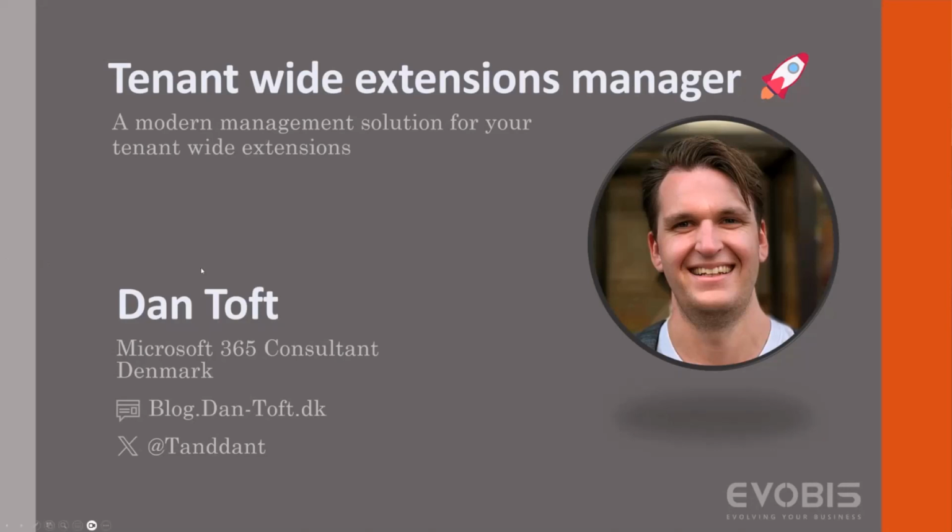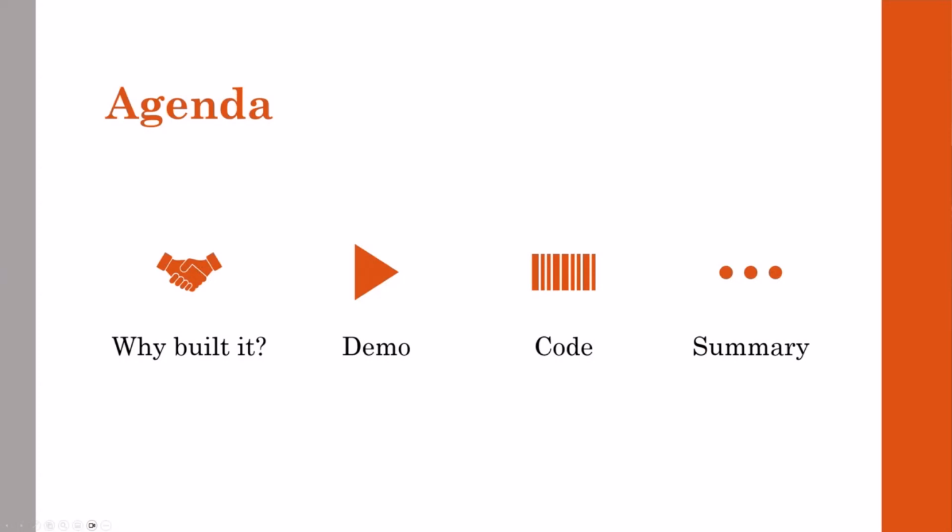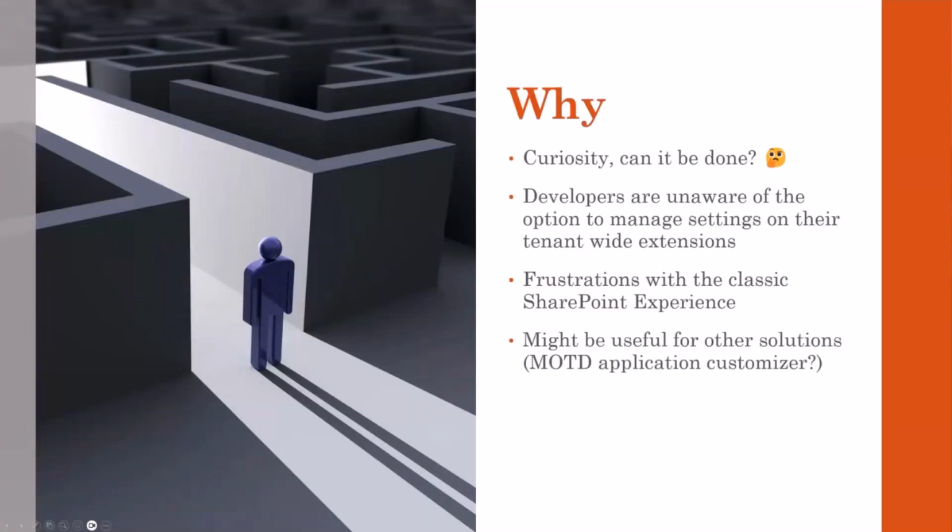So the sample actually came about in a weird way. There are these properties when you do a tenant-wide deployed extension, and I realized that a lot of new developers don't actually know they're there and don't leverage the options they give. So you might be able to save yourself some time and save a couple of API calls.